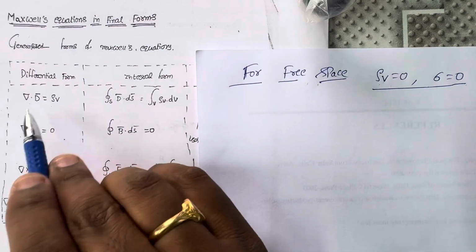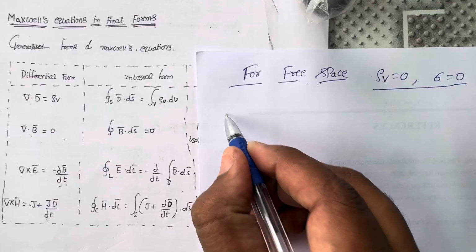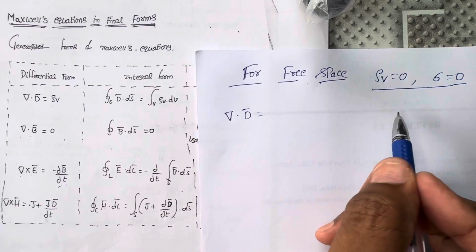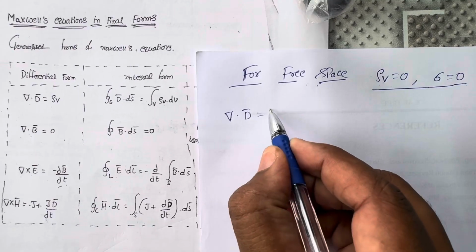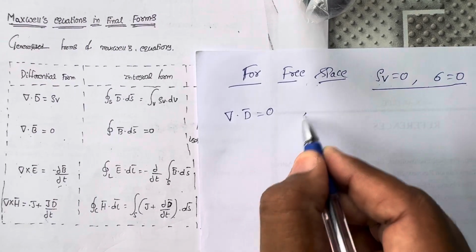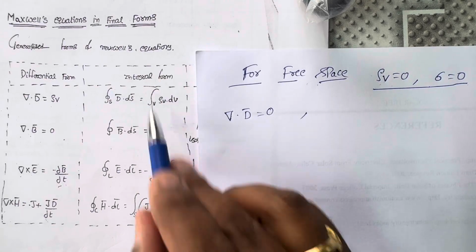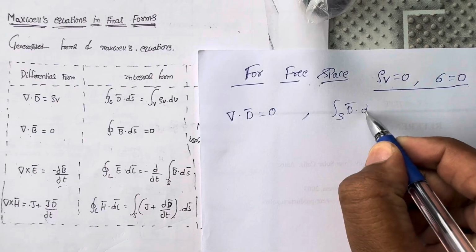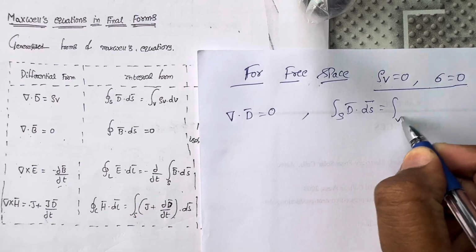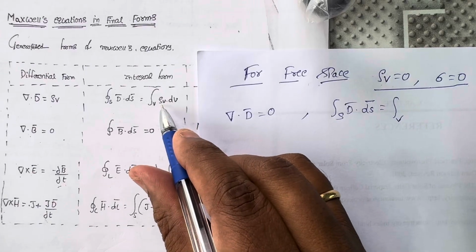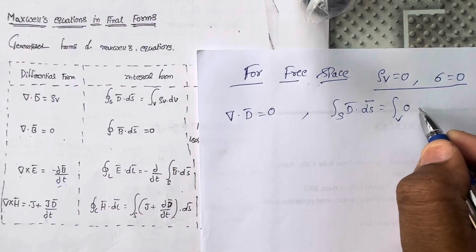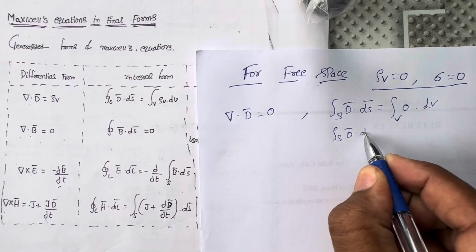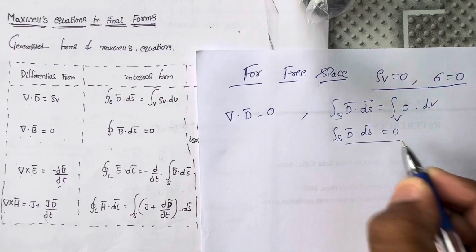Now look at the first one. Del dot D bar equal to rho v. The value of rho v here is 0, so it will become 0. And this integral form will be written as the surface integral of D bar dot dS bar equal to the volume integral of rho v dv. Here the value of rho v is 0, so the surface integral of D bar dot dS bar is equal to 0.